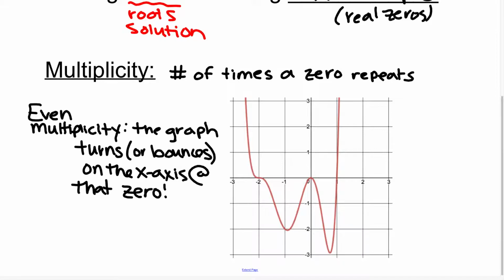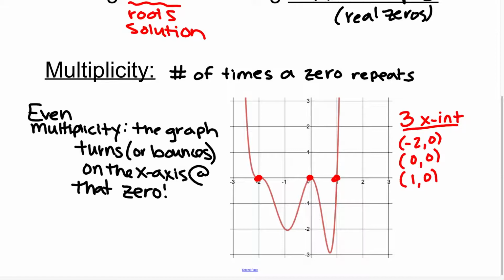So it looks like I have 3 x-intercepts. I've got an x-intercept at -2, an x-intercept at 0, and an x-intercept at 1. (-2, 0), (0, 0), and (1, 0). Inspect those 3 x-intercepts. Do you see anywhere you're turning on the axis?